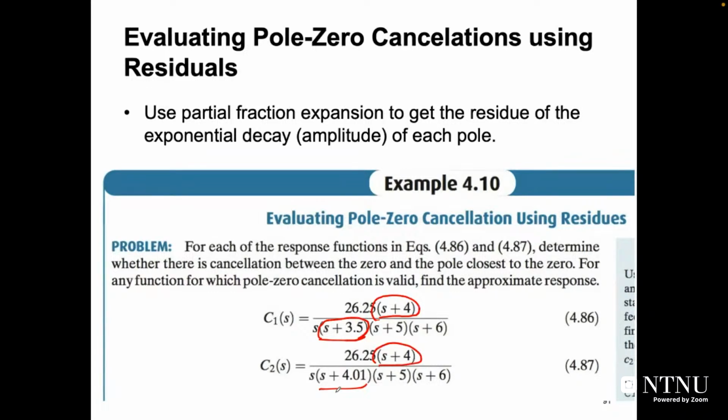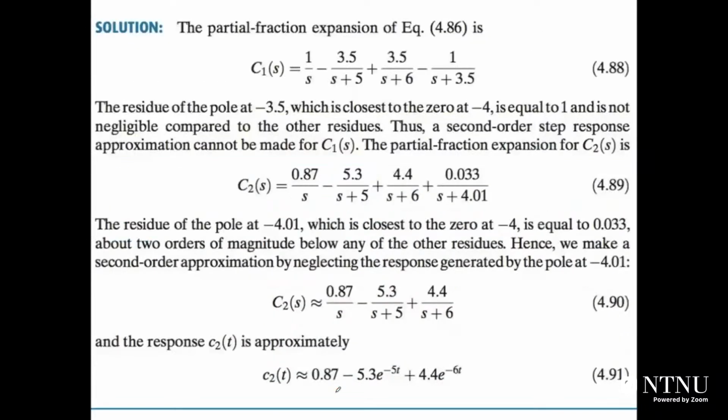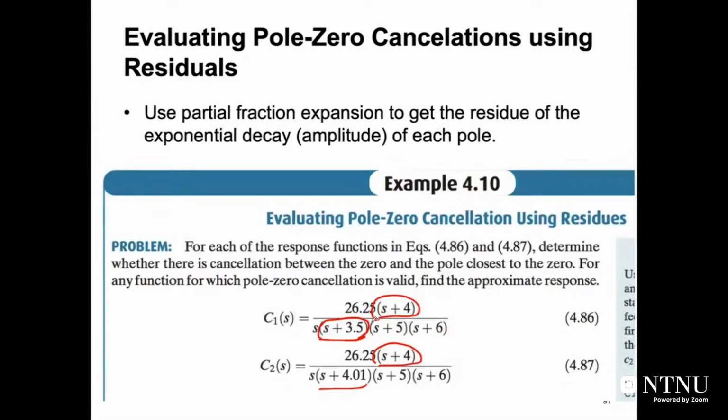So you need to use partial fraction. If you need to check whether this pole zero cancellation is valid or not, you need to calculate the residual or residue using partial fraction expansion. So for this system, we will use partial fraction expansion. This one will be k1 divided by s, plus k2 divided by s plus 3.5, plus k3 divided by s plus 5, plus k4 divided by s plus 6. If we find that k2 is very small, we can just cancel that part, because we can assume that it will be cancelled with s plus 4, right?